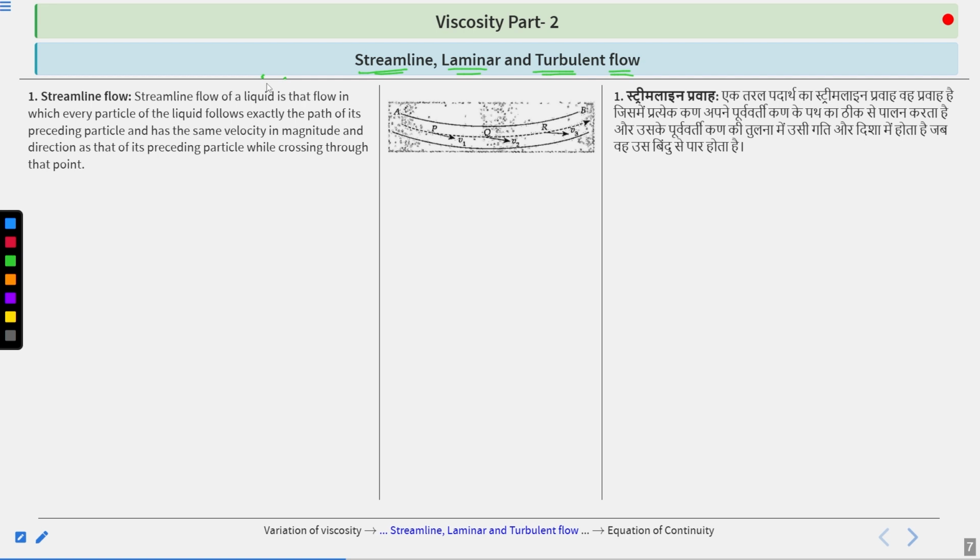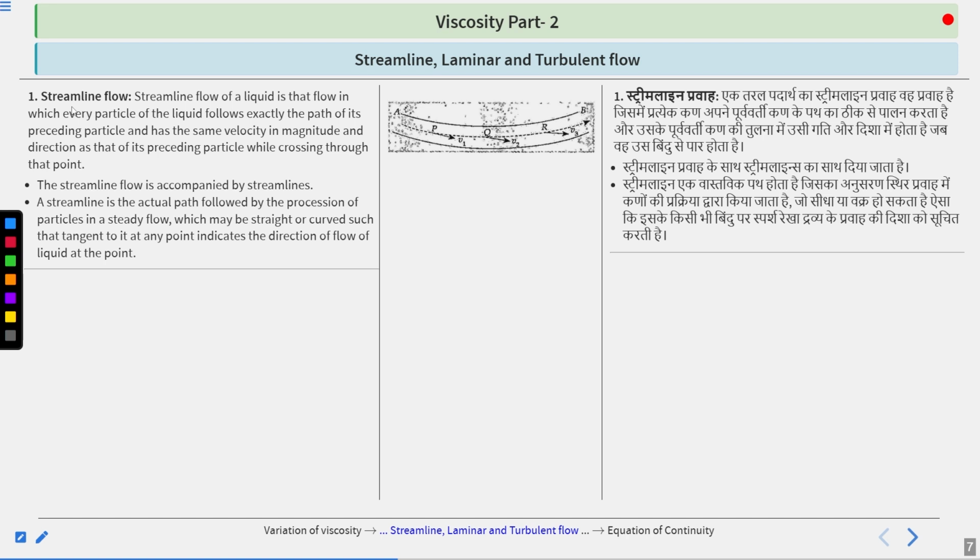When a particle follows exactly the same path, same velocity, magnitude and direction as the preceding one while crossing through that particular point from where the preceding particle had crossed, then it is the streamline flow. The streamline flow is accompanied by streamlines, that's why it is known as the streamline flow. A streamline is the actual path followed by the procession of particles in a steady flow, which may be straight or curved, such that the tangent to it at any point indicates the direction of flow of liquid at that point. Here you can see every dot is in the same direction with the same velocity and magnitude, following the exact same path as its preceding particle.